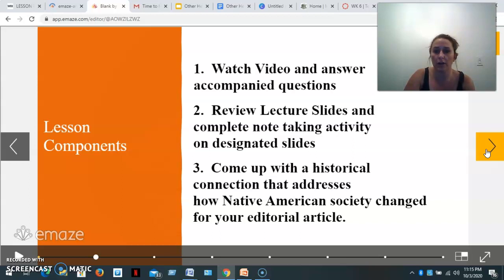And then the third part, at the very end, we're going to come up with a historical connection that addresses how Native American society changed. And this is going to be for your editorial article. If you can't think of anything, we will work on it in class, but I want you to at least try and make an attempt because during class we're going to be working on our article. So let's get into it.